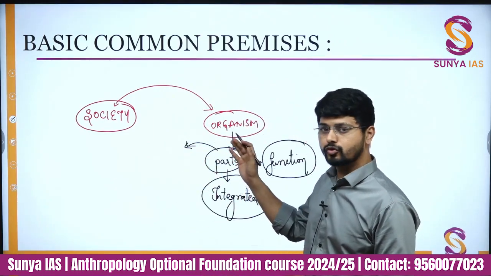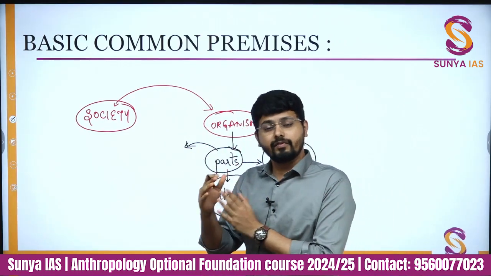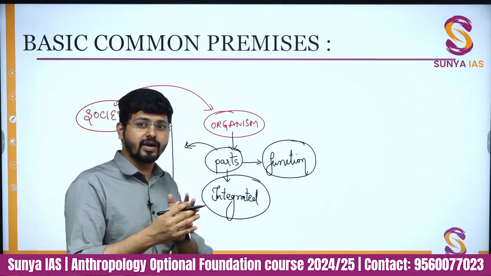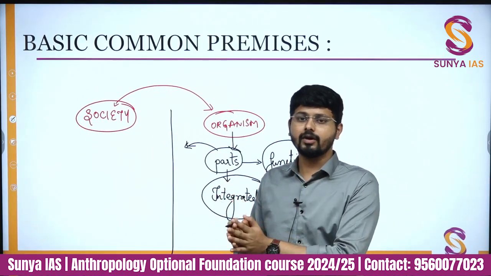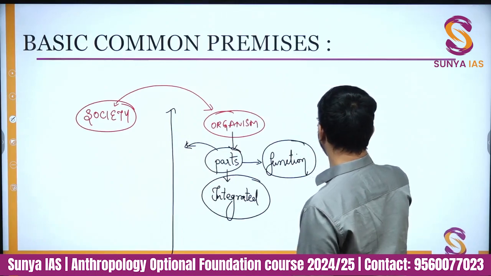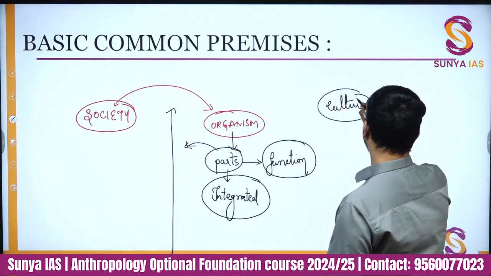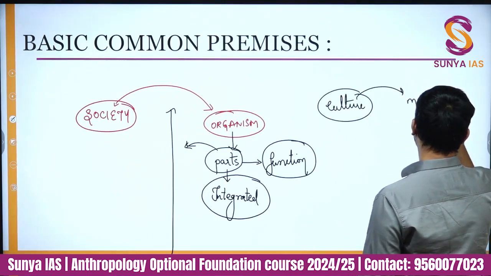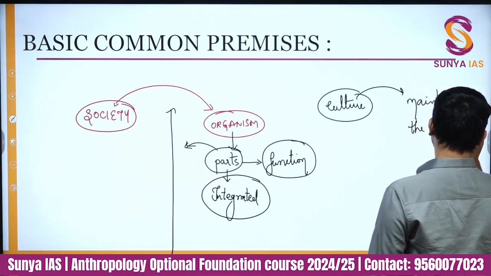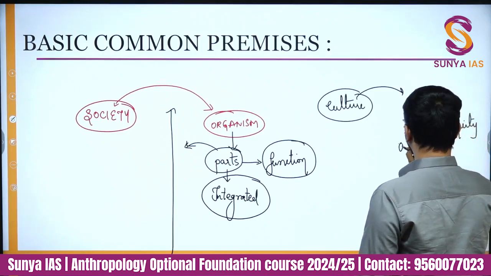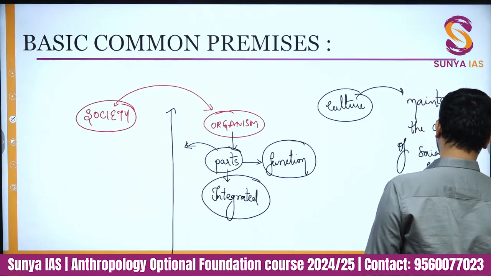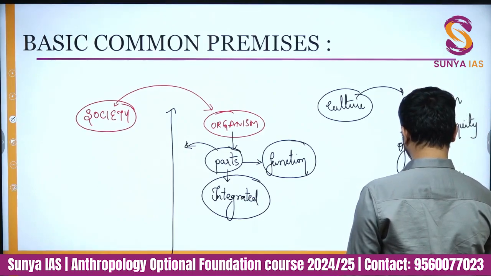So he talked about social structure and social system, and that is how the culture that is there in society, in terms of different institutions or different parts, is helping to maintain the continuity of social structure and thereby society.